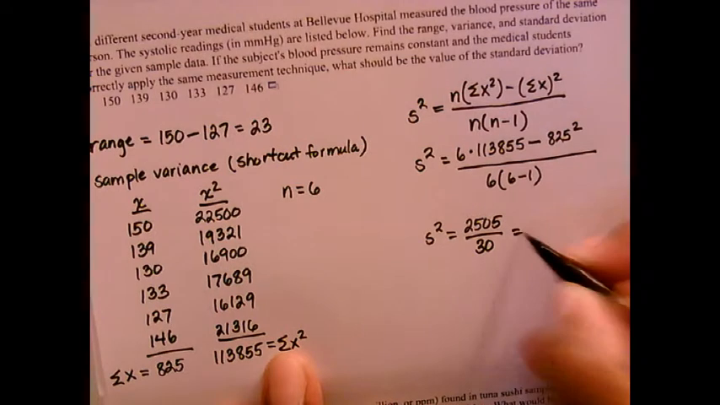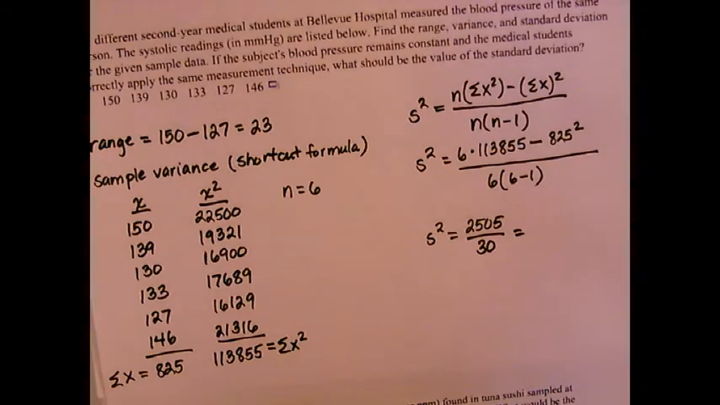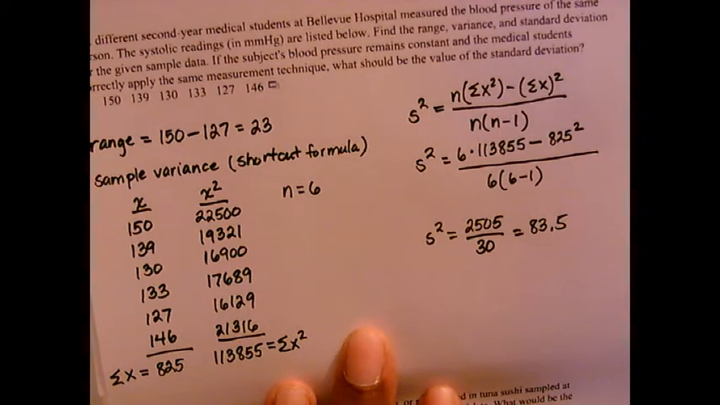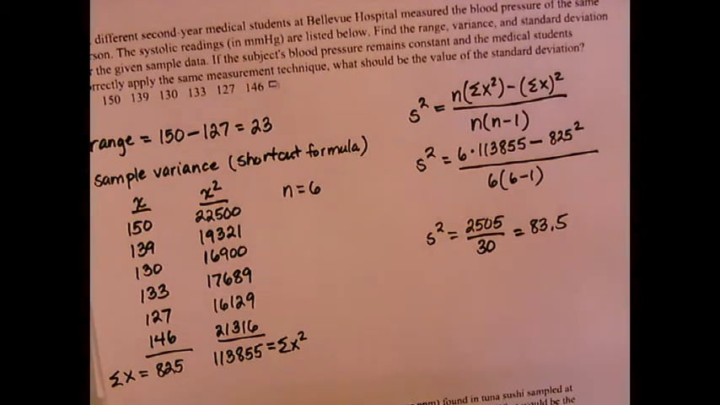So if I do 2,505 divided by 30, that will give me 83.5. So my sample variance would simply be 83.5. That's the sample variance.